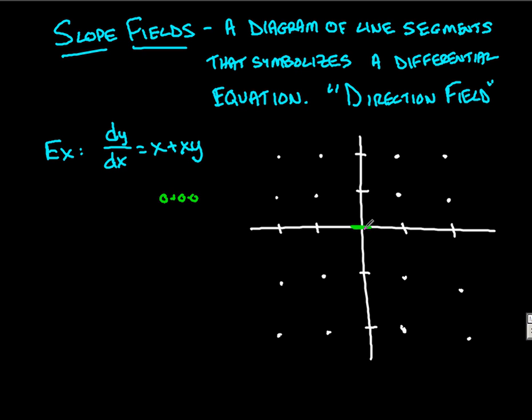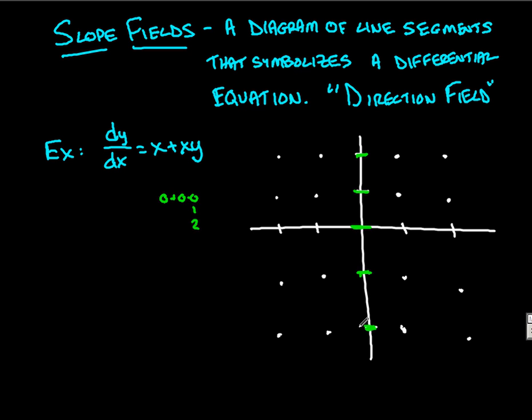I'm going to just draw a little line segment with a slope of 0. And actually, no matter what my y value is, whether it's 1, 2, negative 2, whatever, as long as x is 0, my whole slope is going to be 0. So I'm going to plug in 0 for all those. And you'll notice as you do these, you should get some patterns forming here.